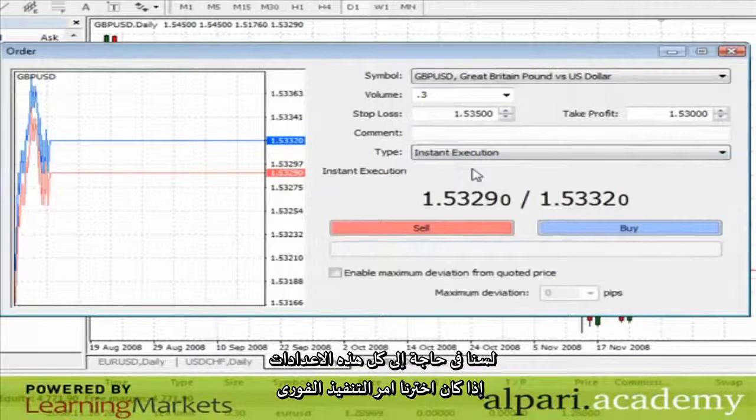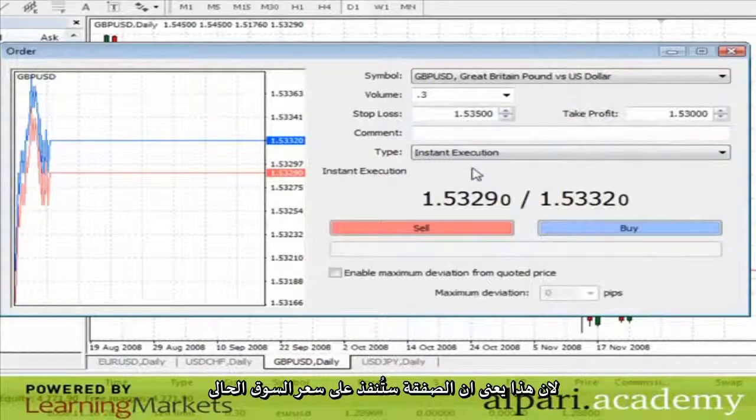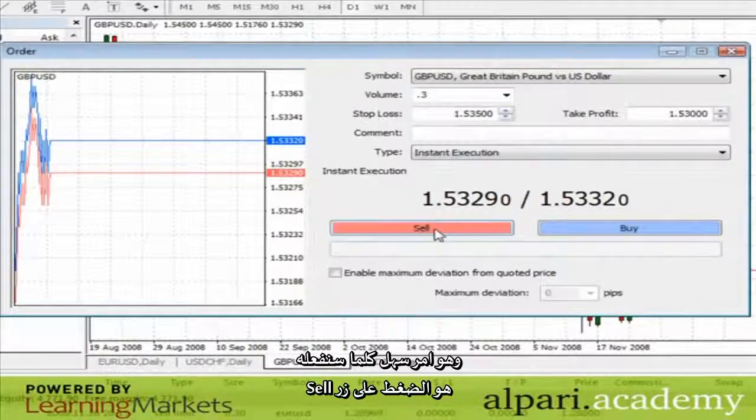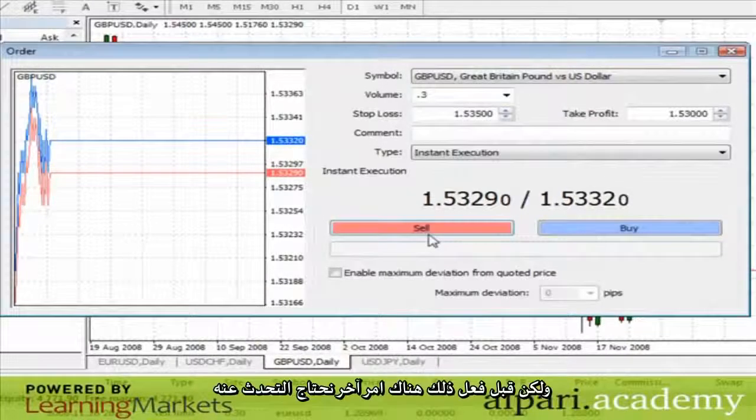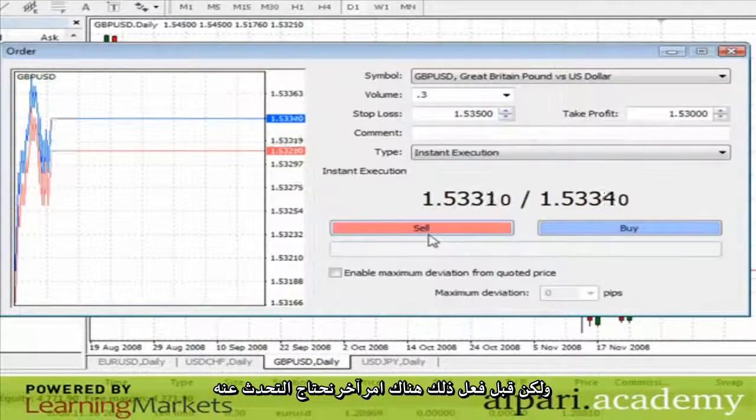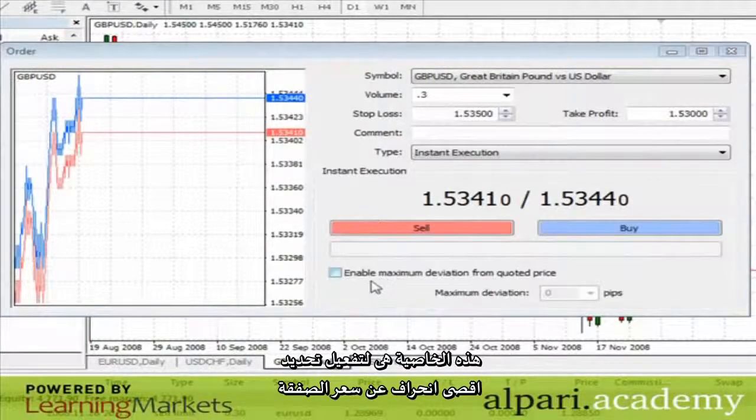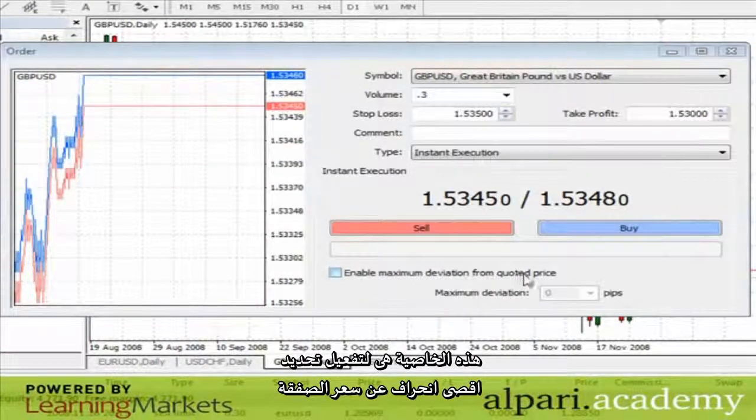Now we don't have some of those complexities if we make sure that this is set to instant execution, because that means that we're going to get filled at the current market price, which is relatively simple. All we have to do is press the sell button. But before we do, there's one more thing we need to talk about. That feature is the enable maximum deviation from quoted price.